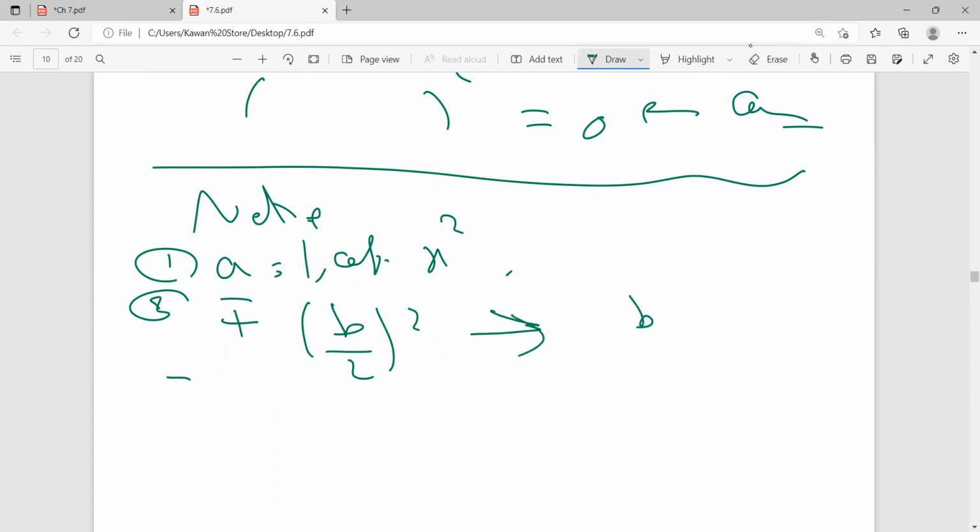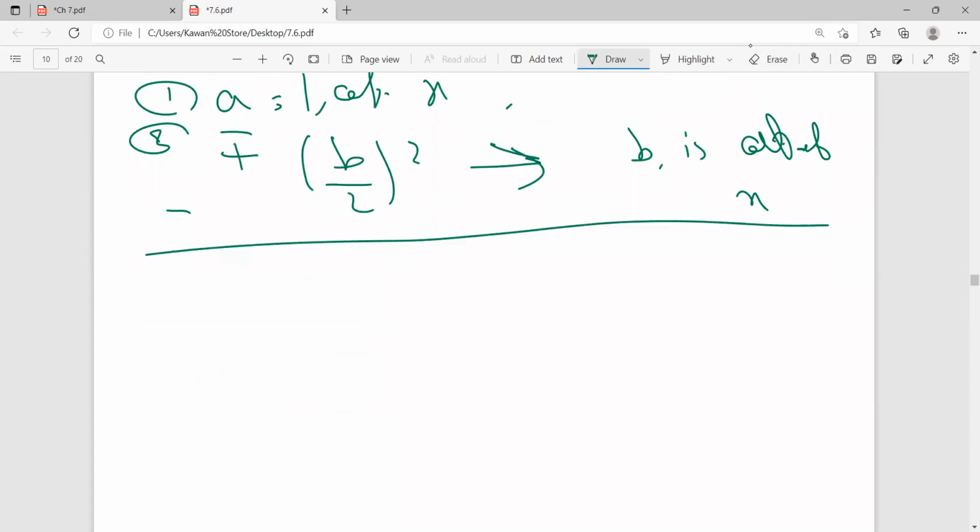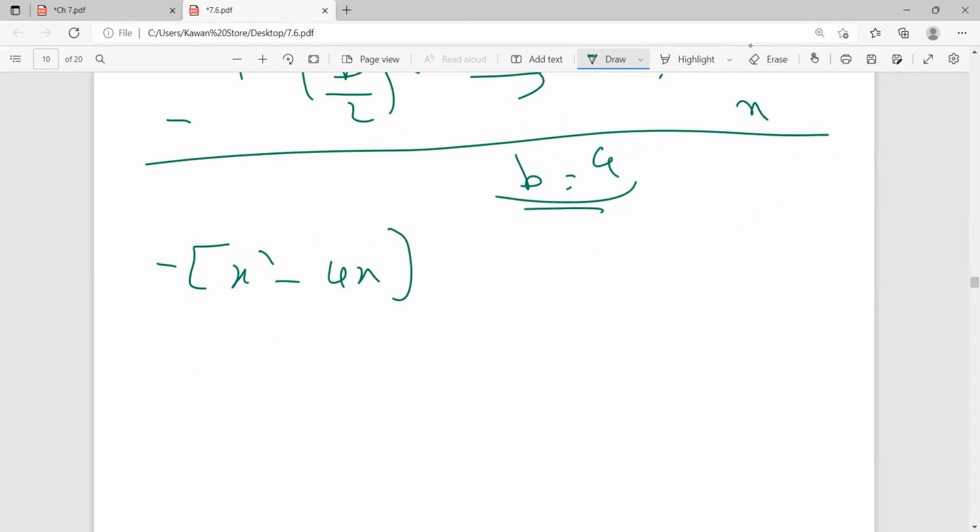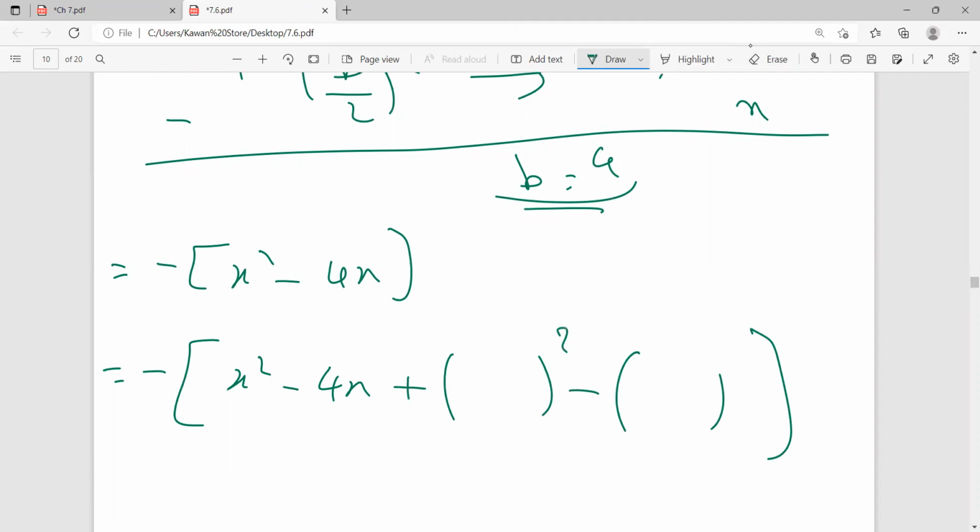b over 2, what is it? b is the coefficient of x. So minus x square minus 4x, b is equal to 4. Am I right? So I'm going to write it down like that: x square minus 4x plus minus square.